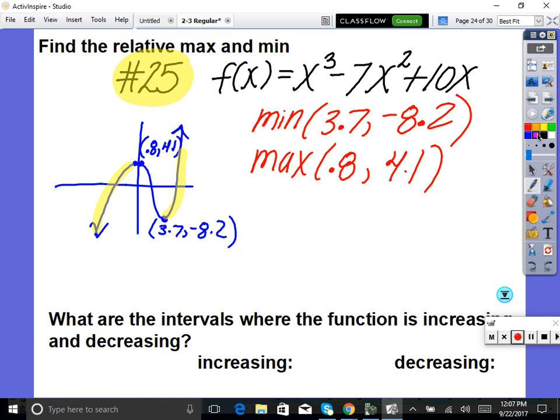So our increasing intervals would be from negative infinity up to this x value, which is 0.8, union, and then we're increasing from 3.7 to infinity. Are we going to ace this test? Yeah. That's easy. And then we're decreasing from this x value to this x value. So you'd say 0.8 to 3.7.